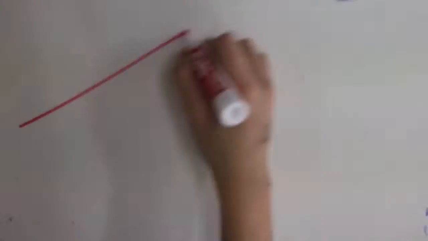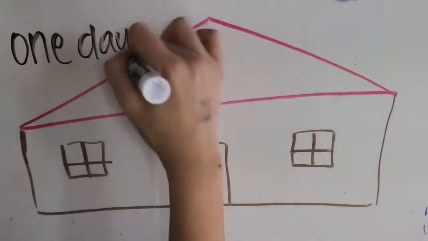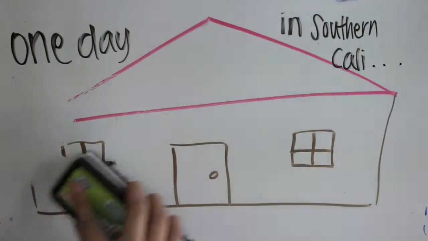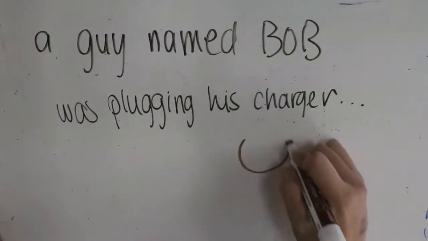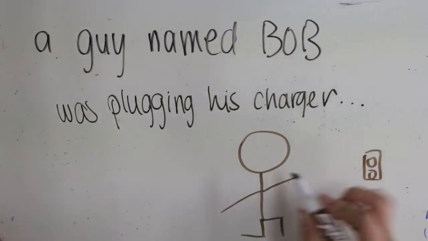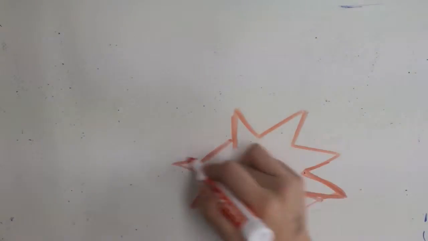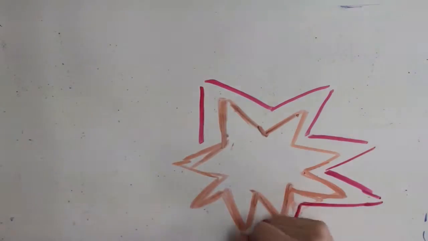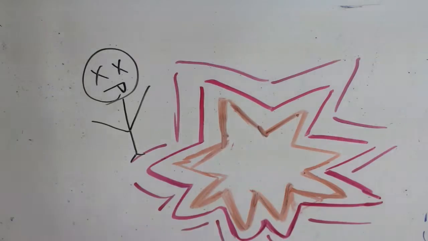So there was this guy named Bob, and he recently moved into South California. He lived in a bungalow with a red roof, and he recently moved from China. So one day, to tell his mom that he arrived safely, he decided to call his mom, but he had to charge his phone. So he was plugging in his charger, and then boom, bang. It blew up, right? So he died.